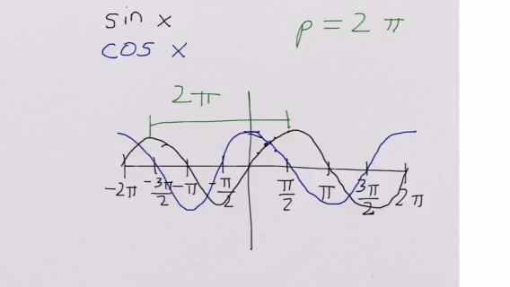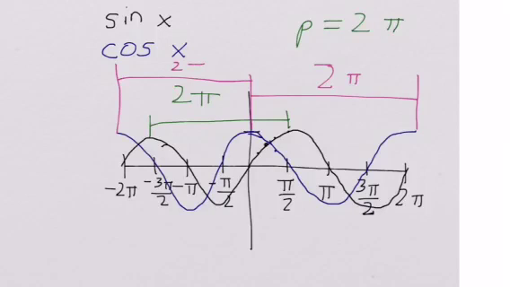Again, I'm going to measure this peak to peak. So we peak at the origin, and we peak at 2 pi. That's an interval of 2 pi. And I could also go in the other direction. And I again see that we get an interval of 2 pi, so that period is also 2 pi.